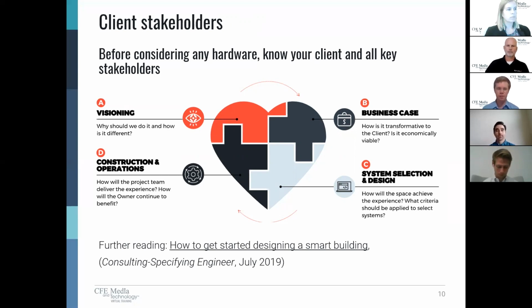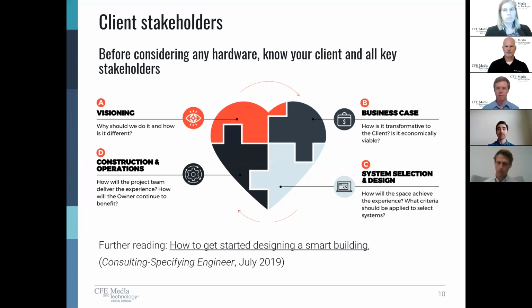This slide shows a graphic of a circular, iterative process approach to any smart implementation project. Usually it starts with visioning. What are we trying to achieve, and how is it different than what we currently have?